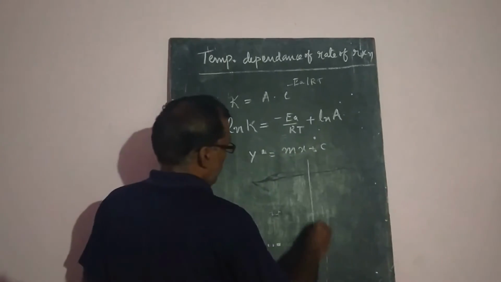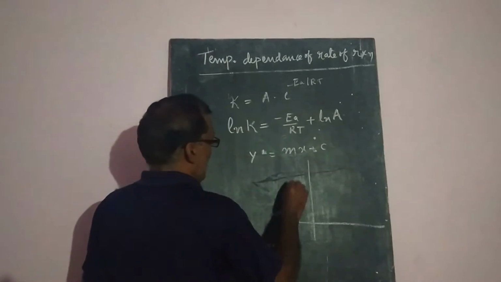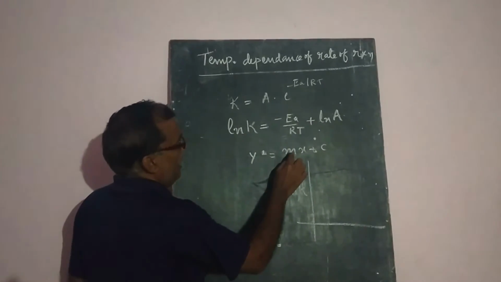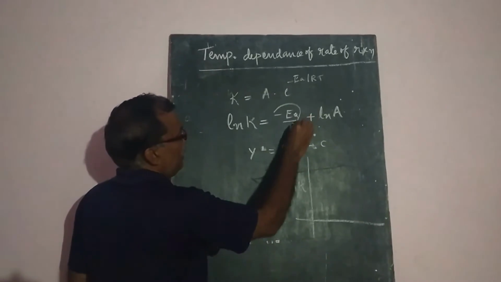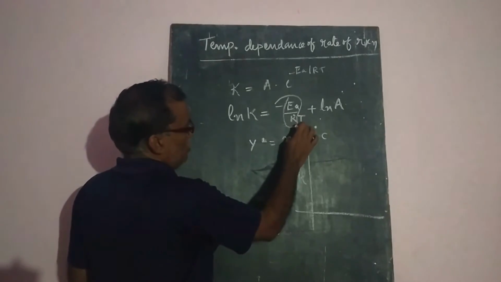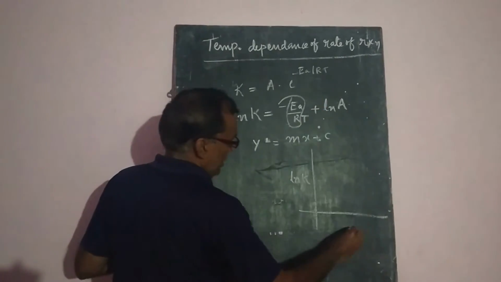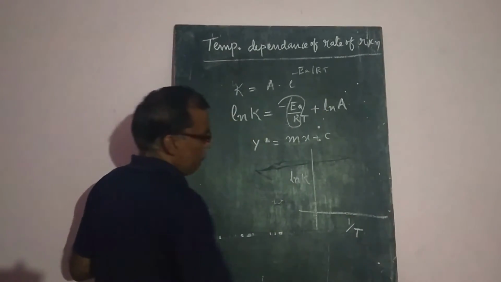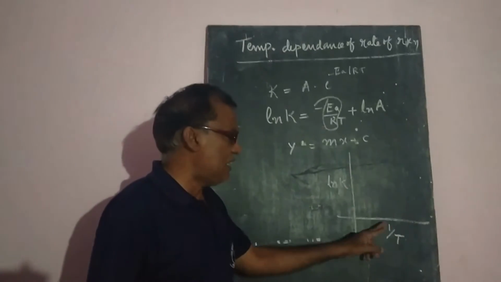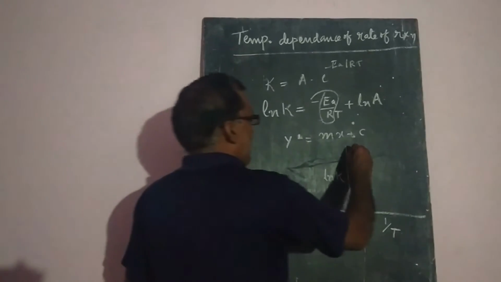Suppose the y value on the y axis is the natural logarithm of the k constant value, and m is the constant, that is minus Ea by R is the constant. So the changing value is only T, that means 1 by T. So if you draw a graph between the natural logarithm of the rate constant k and 1 by T, we will get a straight line.